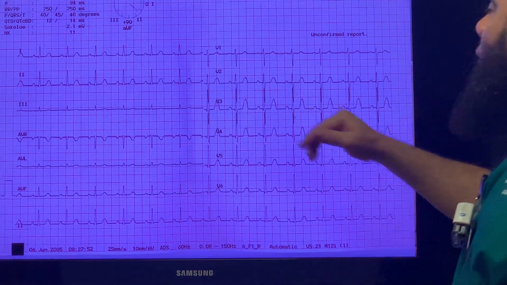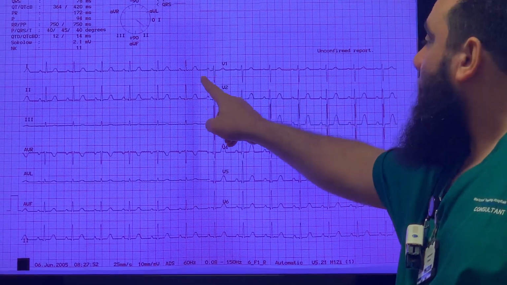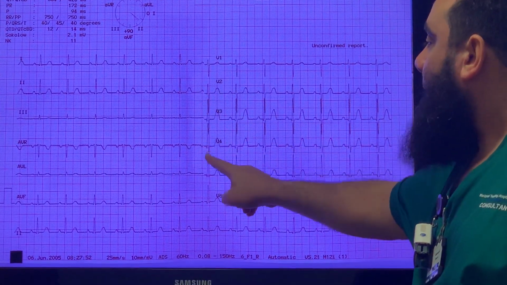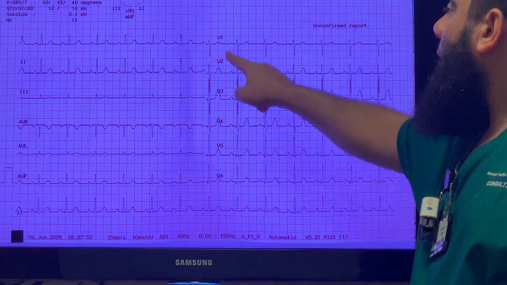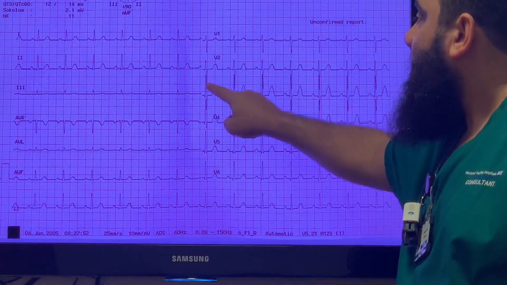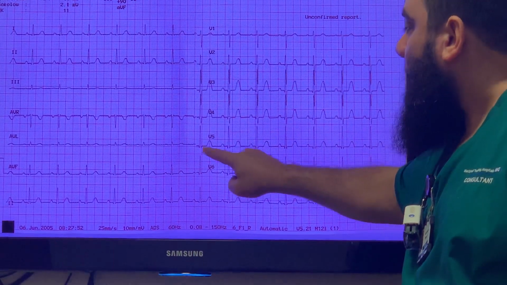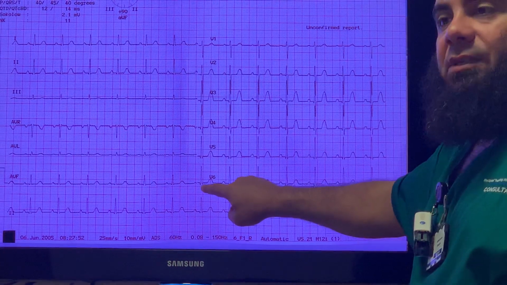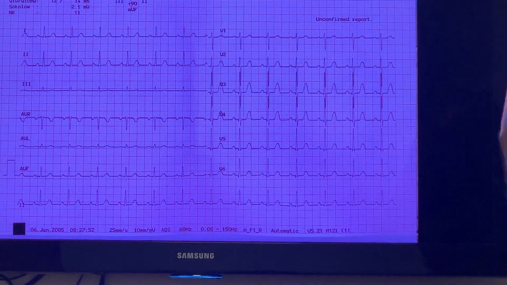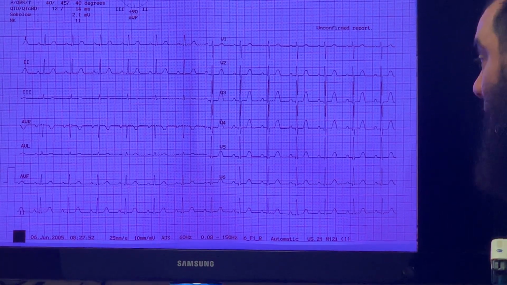So how it looks overall: small r, a bit bigger, a bit bigger, a bit bigger, the tallest down there. Big S, smaller, smaller, smaller, smaller, very small. This is how the normal progression can be seen in chest leads.